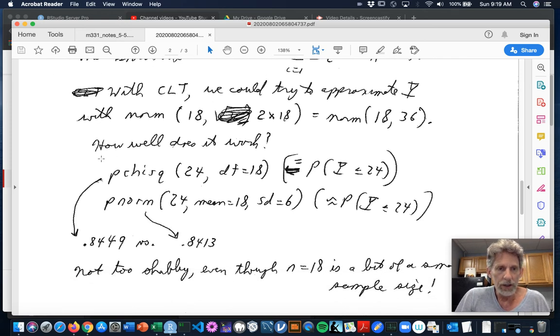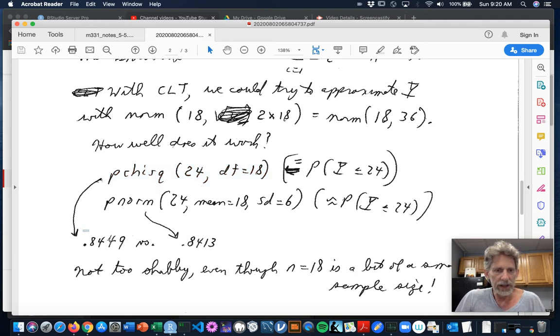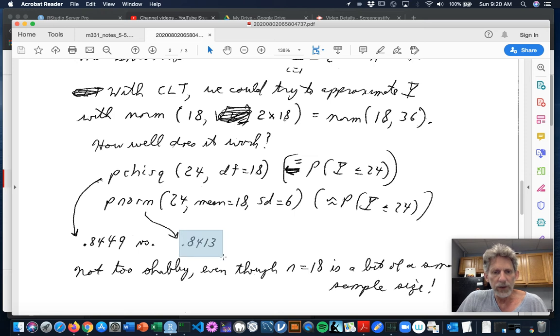You could go to R and get the exact probability, because you know that this is chi-squared with 18 degrees of freedom. What's the probability that the sum is less than 24? pchisq of 24 with df equal 18 would give it to you exactly. It turns out to be 0.8449. But if you use the normal approximation, then you would head for pnorm. What's the chance of being less than 24 in a normal where the mean is 18 and the standard deviation is the square root of the variance, 6? So that's the approximation suggested by the central limit theorem. And that comes out to about 0.8413.